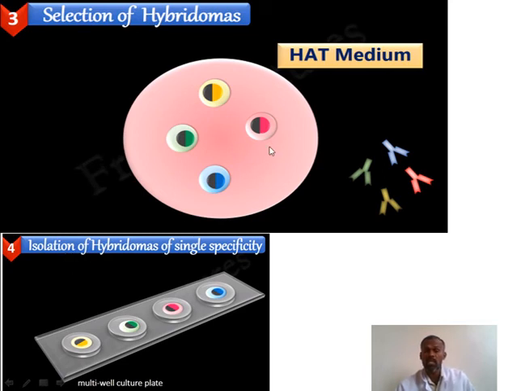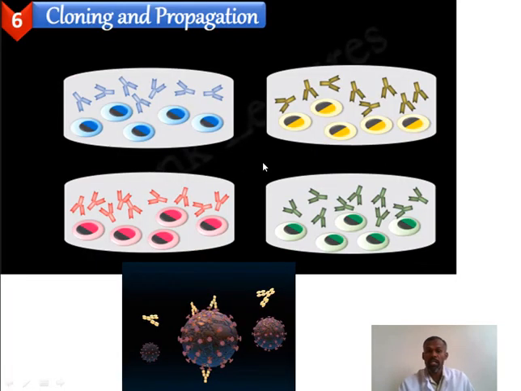So we can use a multi-well culture plate and isolate individual hybridoma B cells, and propagate them separately, and you will have different monoclonal antibodies for diagnosis of the virus as well as treatment. We can bind this antibody with some drugs, and those drugs can kill the coronavirus.